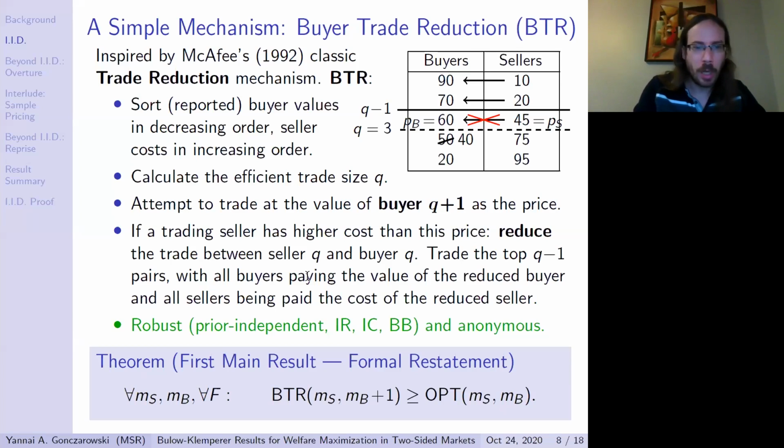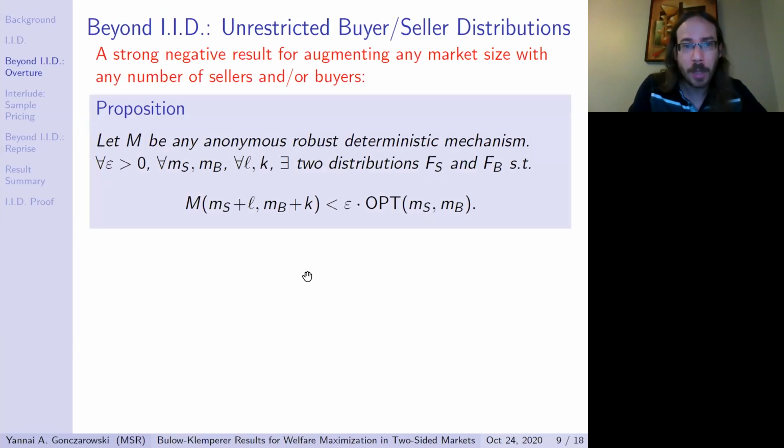Okay, so what happens with more than one buyer, or what happens with non-i.i.d.? What happens if the buyers and the sellers, for example, are drawn from different distributions? If these distributions are unrestricted, we have a very strong negative result for augmenting the market with any number of sellers and/or buyers, and for any mechanism, not necessarily BTR. So let M be any anonymous, robust, deterministic mechanism. Robust means prior-independent and feasible.